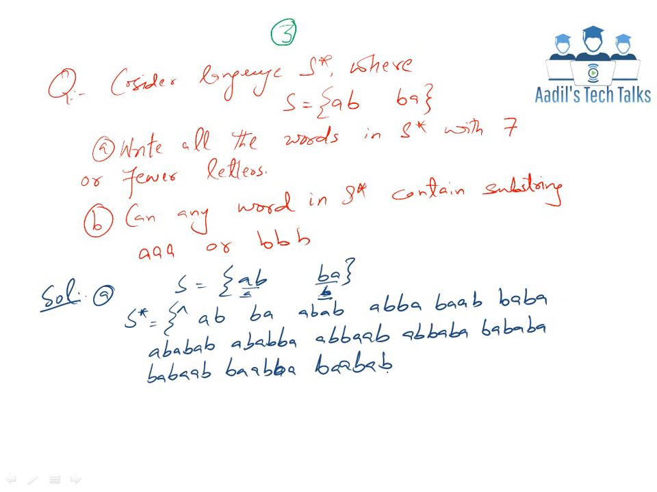Now after this there will be the combination of 4 A's, which is more than 7. If I design a word of length 4 like AAAA, that will be equal to AB AB AB AB, which has 8 letters, greater than 7, so it is not allowed. So I have written all the words in this S star with length 7 or fewer.